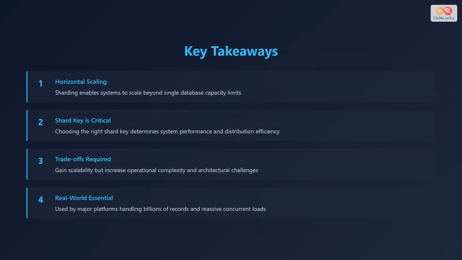Here are the key takeaways from this video. First, sharding enables horizontal scaling beyond single database capacity limits. Second, the shard key is critical because choosing the right one determines system performance and distribution efficiency. Third, sharding requires trade-offs. You gain scalability, but increase operational complexity and architectural challenges. Fourth, sharding is real-world essential, used by major platforms handling billions of records and massive concurrent loads. Understanding sharding is crucial for anyone building large-scale distributed systems.